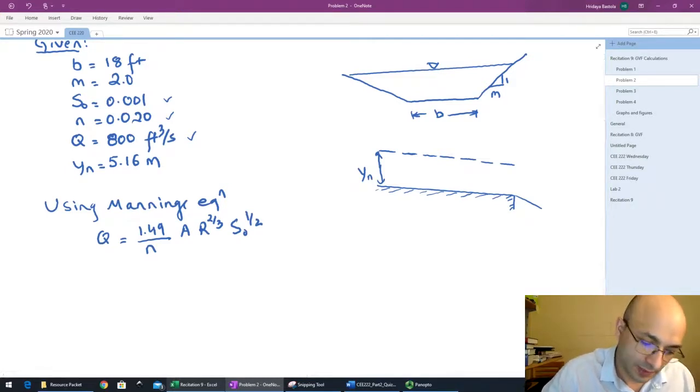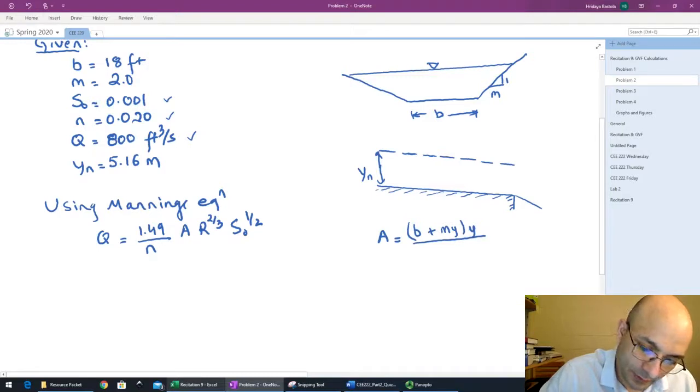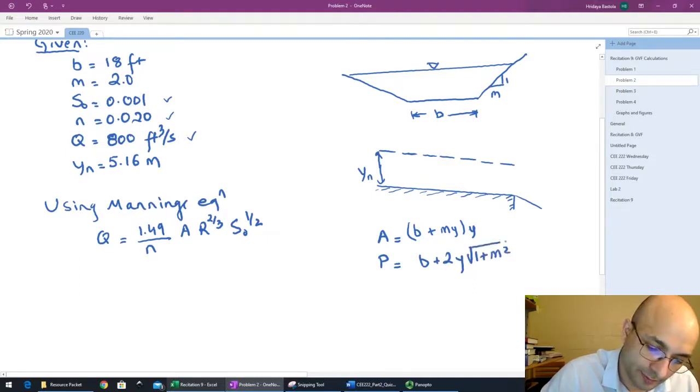For our trapezoidal channel, you can get the cross-sectional area, which is b plus m times y times y. Perimeter is given by the equation b plus 2y root under 1 plus m squared.